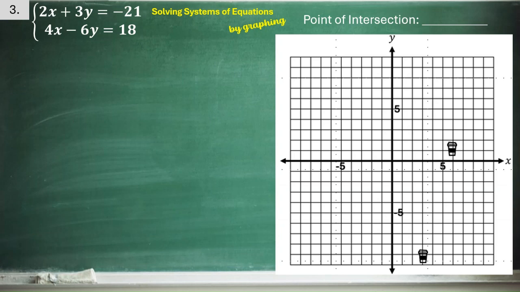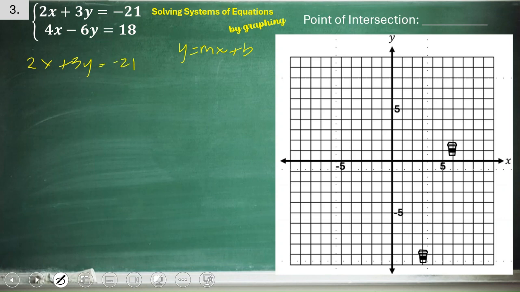So our first step is going to be getting these equations in slope-intercept form. As a reminder, that's y equals mx plus b, where m is the slope and b is the y-intercept. And then we are going to graph these and find where they intersect, or where the lines cross. So let's go ahead and jump in to 2x plus 3y equals negative 21.